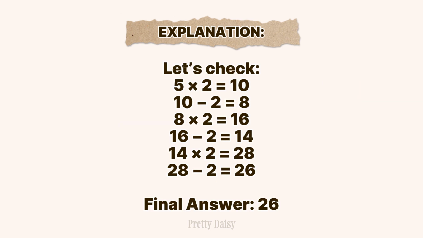Let's check the pattern. 5 times 2 equals 10. 10 minus 2 equals 8. 8 times 2 equals 16. 16 minus 2 equals 14. 14 times 2 equals 28. 28 minus 2 equals 26. Therefore, the next number in the series is 26.